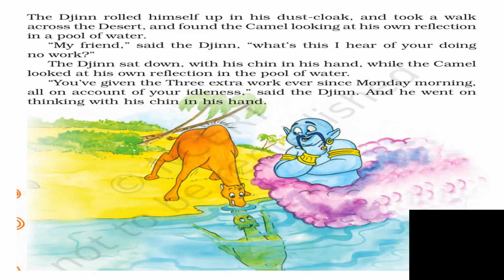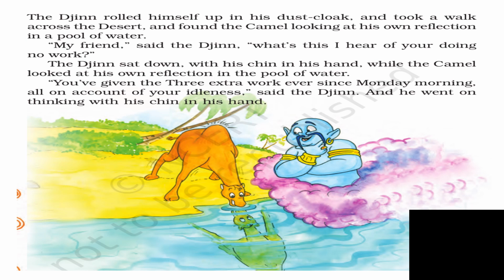At the very next moment, the Djinn dolled himself up in a dust cloak. Students, the meaning of cloak is long coat, and the long coat of the Djinn was made of dust. He took a walk across the desert, searching for the camel. He found the camel looking at his own reflection in a pool of water.